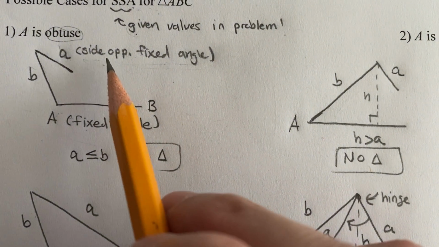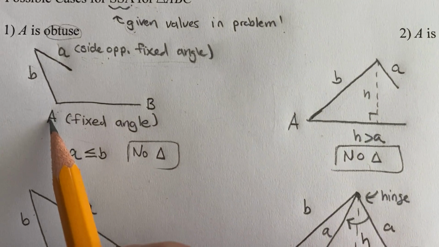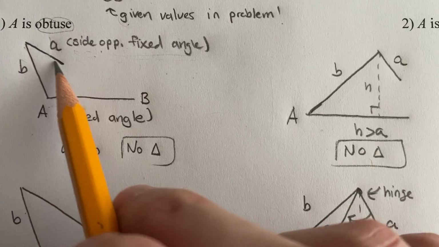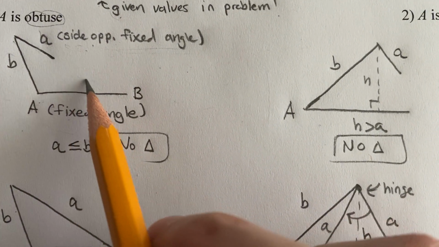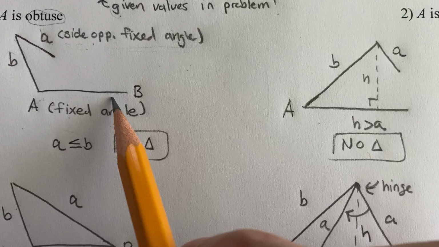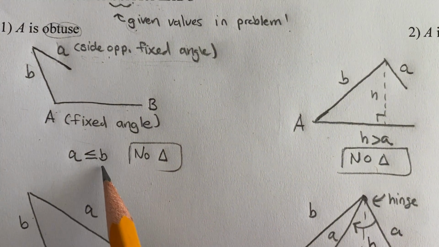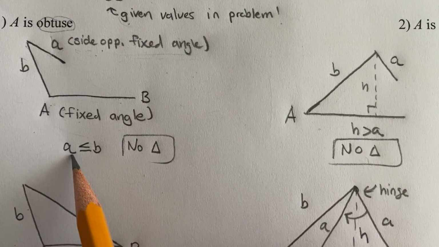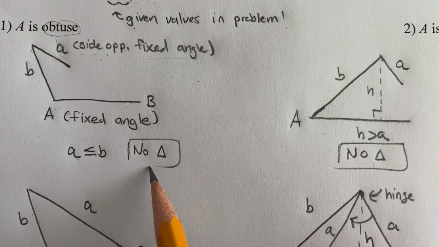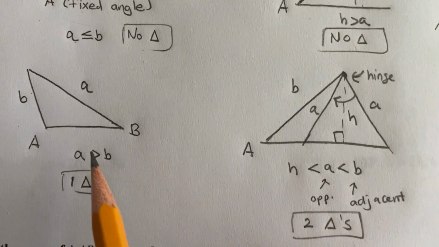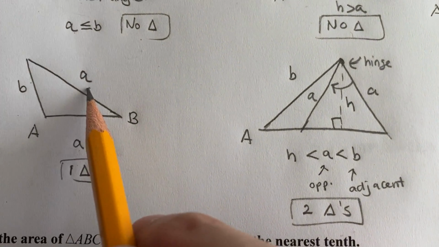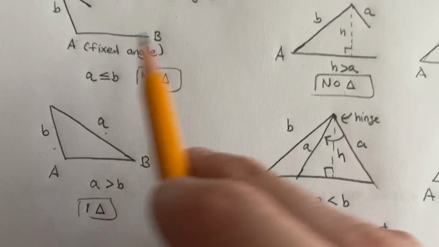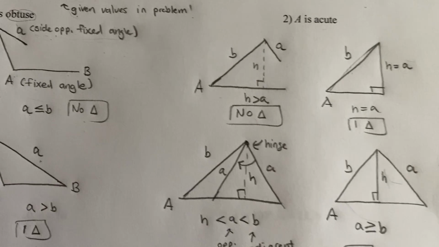So if the side opposite the fixed angle is less than the adjacent side, you can see that you can't even draw this triangle. You can't bring it down on any point of this side to form a triangle. So if the adjacent side is greater than or equal to the side opposite the fixed angle, you're not going to be able to form a triangle. If the side opposite the fixed angle, which is A right here, is greater than the adjacent side, then you can form one triangle. And again, with these problems, you can always draw the picture to help you visualize.